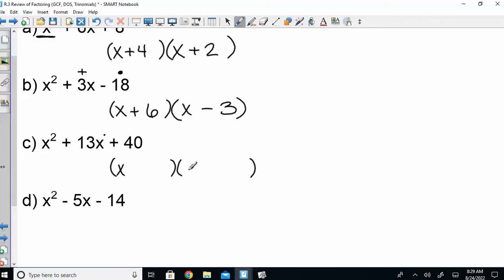X and x. Multiply to positive 40, so I know my signs have to be the same. They have to add to positive 13, so we need 2 positives. So things that multiply to 40: 1 and 40, 2 and 20, 4 and 10, 8 and 5, and 8 plus 5 is 13. That's the winner.